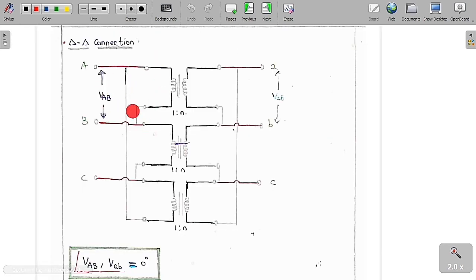This is called a delta-delta connection. So delta-delta connection means the input we are going to connect in delta, and the output also we are going to connect in delta. So this is the transformation ratio of 3 single phase transformers, 1:n for each. Here we are going to connect in a delta fashion. So you can see clearly this is like a delta connection, and we are going to take this common point from terminals A, B and C.